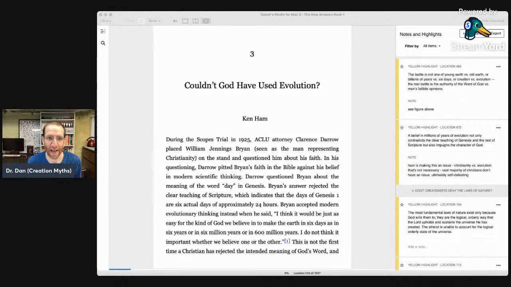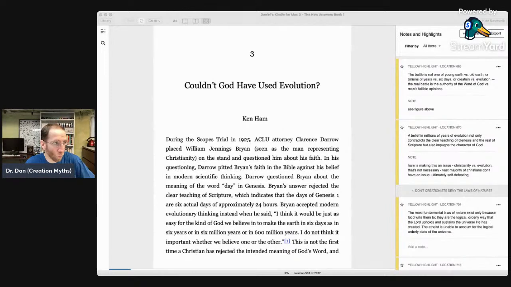Chapter 3 is by Ken Ham again. So he also wrote chapter 1, and he's got a bunch of chapters throughout these books. This is called Couldn't God Have Used Evolution? And this chapter is very light on any kind of science content. There's a nice illustration of kind of AIG's approach to these things in this chapter. So that's what I'm going to point out here. And then a lot of it is more theology and linguistics. It's about like gap theory and day-age theory and stuff that I don't really care about that much. And also I'm not qualified to comment on, so I'm not going to.